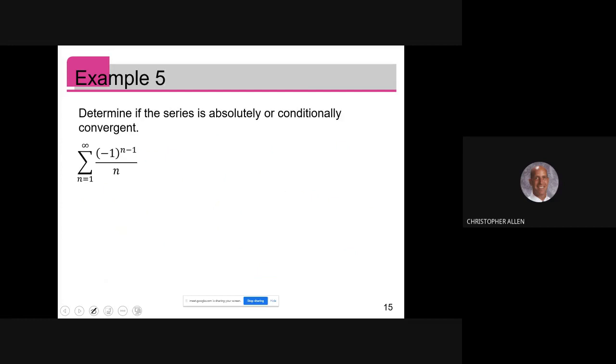Final example. This should look familiar. Let me write it out. Starting with 1, what's the first term? Just 1. Second term. Third term, plus 1/3. Next term. Oh, wow. Have we seen this one already? What is this called? Alternating harmonic series, which we have already shown.